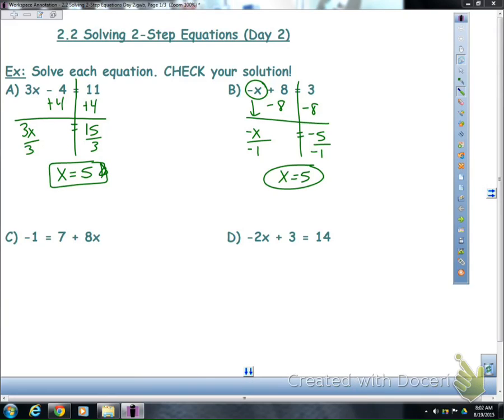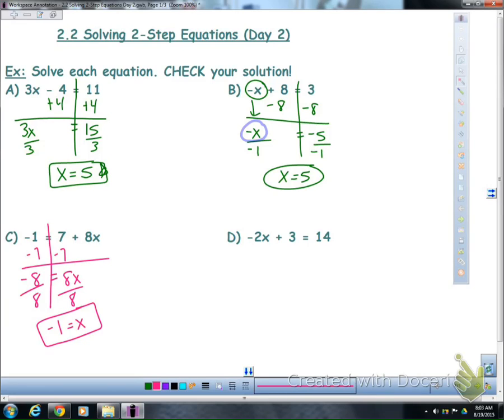Again, I want to point out on example B, we know we're going to subtract our 8 from both sides, but then we're left with a negative x. Remember, negative x means that it's negative 1x, so you have to divide both sides by negative 1. So our answer is actually x equals positive 5. If everybody got those correct and don't have any questions, pause the video and try examples C and D.